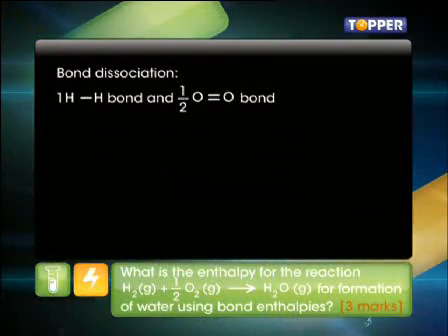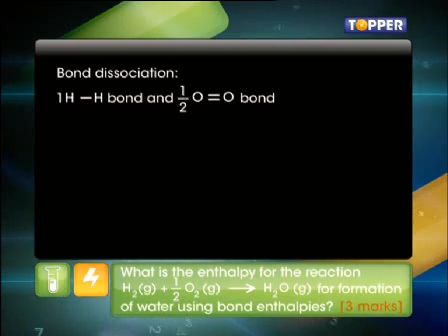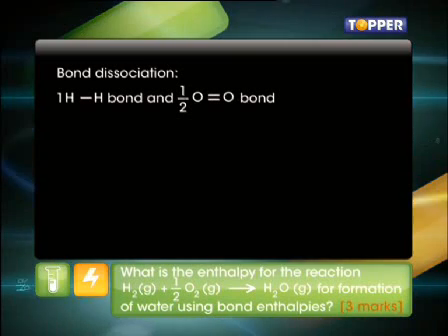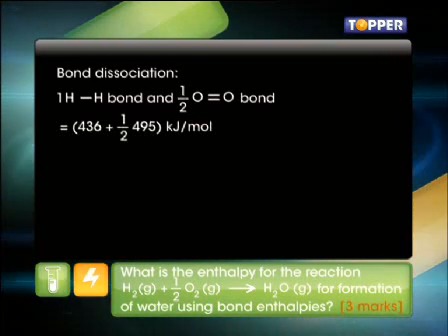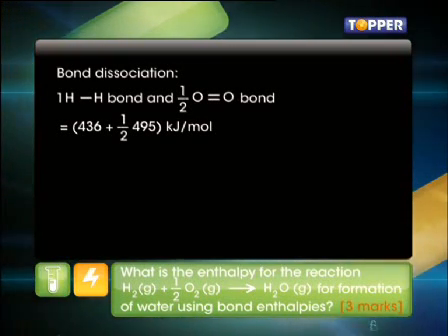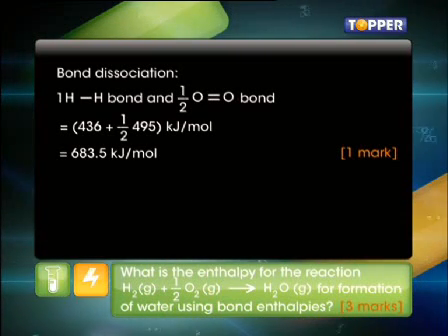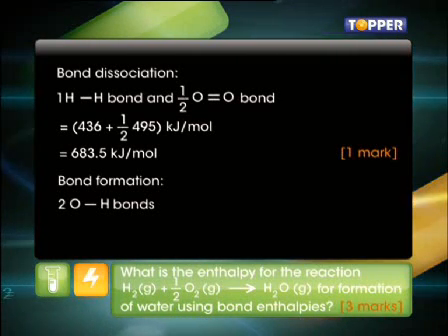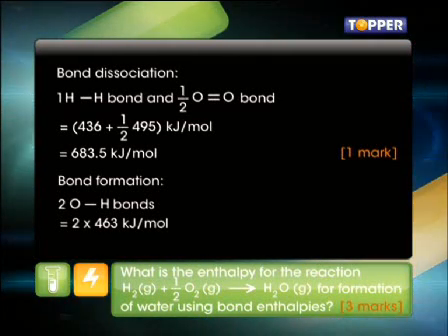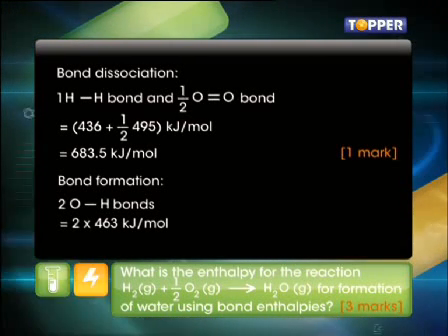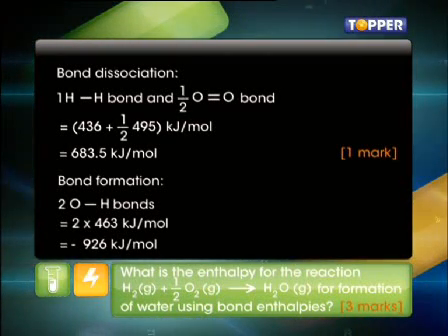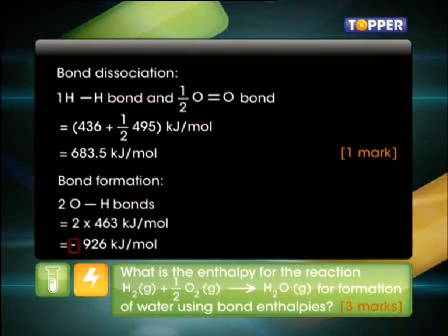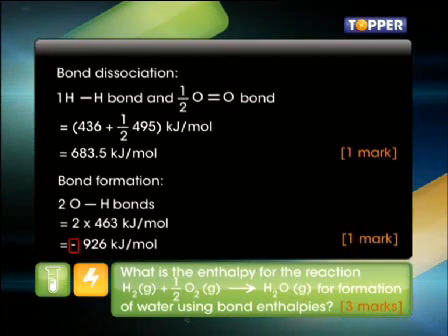First, we will calculate bond dissociation energy of breaking 1 mole of hydrogen to hydrogen bonds and half mole of oxygen to oxygen bond, which is equal to 436 plus half of 495. Next, we will calculate bond formation of 2 moles of oxygen to hydrogen bonds, which is equal to 2 into 463 kilojoules per mole, which is equal to minus 926. The minus sign indicates that in bond formation, energy is released. This step fetches us another 1 mark.